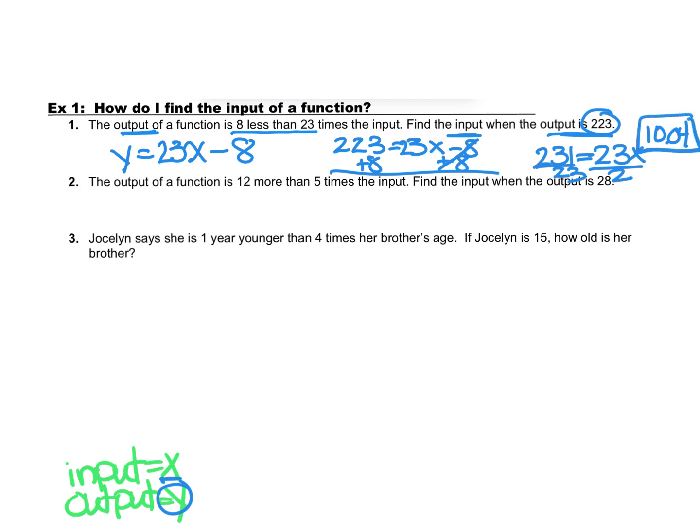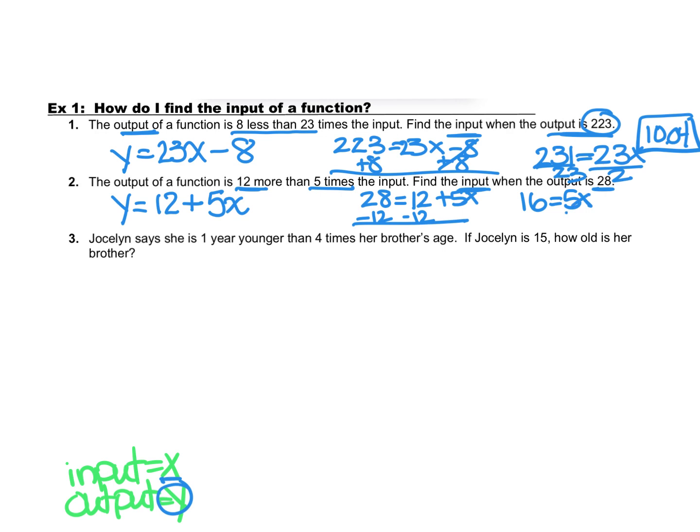All right, so the output of the function is 12 more than 5 times the input. So the output of the function is y, and now we have 12 more than, so plus 5 times the input. Remember, the input is x. And now it says find the input when the output is 28. So again, we're going to plug in the 28 where we see the y. I'm going to minus the 12. And you'll have 16 is equal to 5x. We'll divide by 5, and x is going to be equal to 3.2.